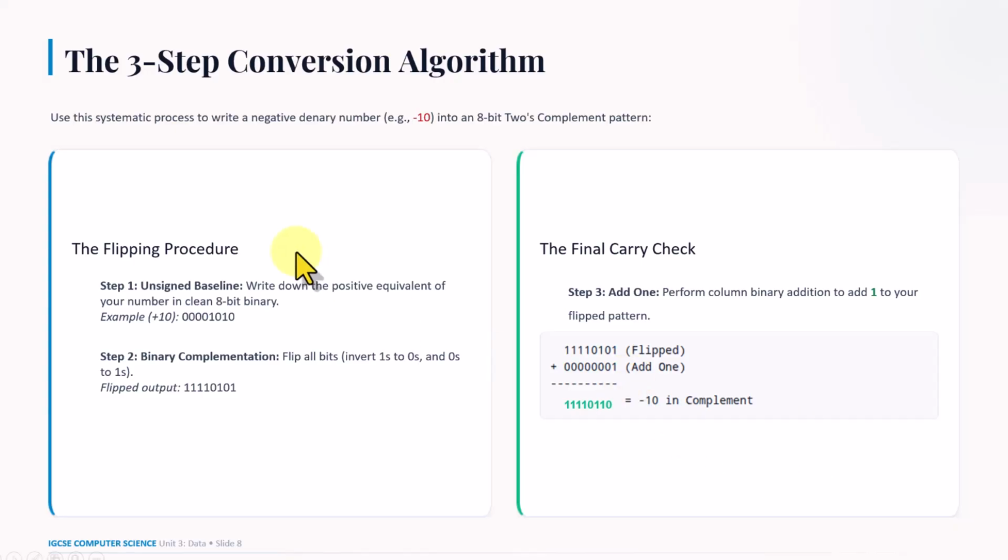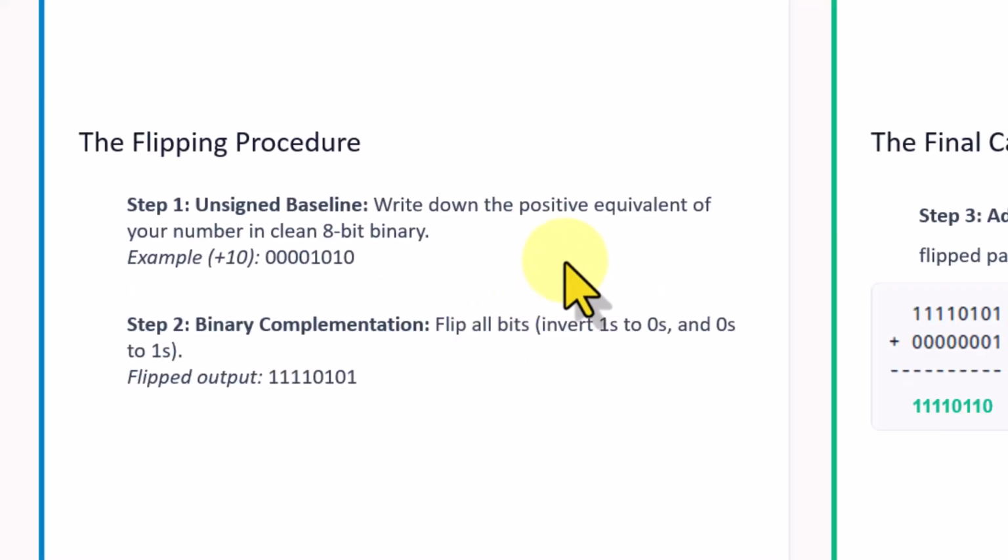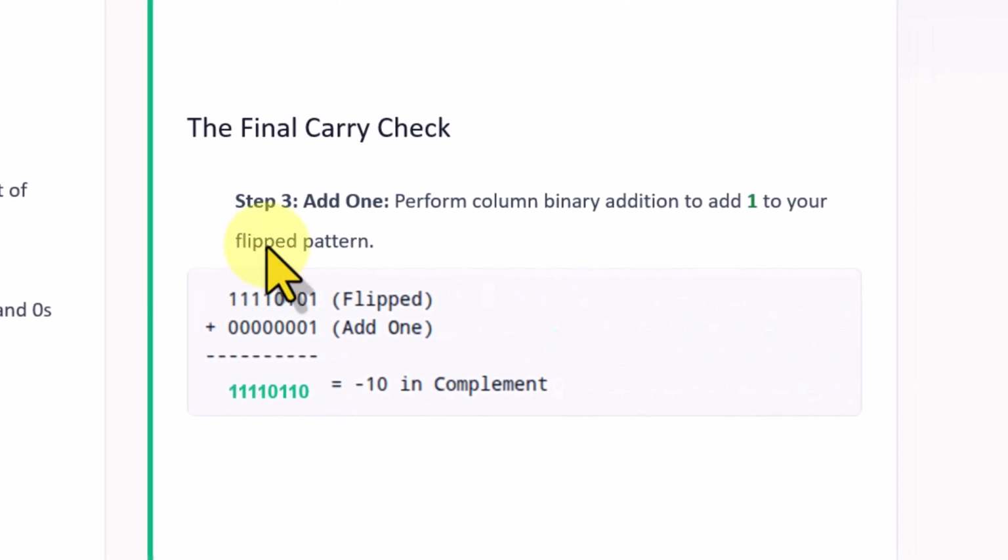So, the three-step conversion logic. Now, how can we change negative numbers to binary? That is quite easy. First of all, you write the unsigned baseline. For example, if you want to store negative 10, you write the positive 10, the positive of that number. Then, binary complementation: flip them, change zeros to 1 and ones to 0. So 0 is changed to 1, and 1 is changed to 0 in all of them. Then finally, add 1 to the flipped one.